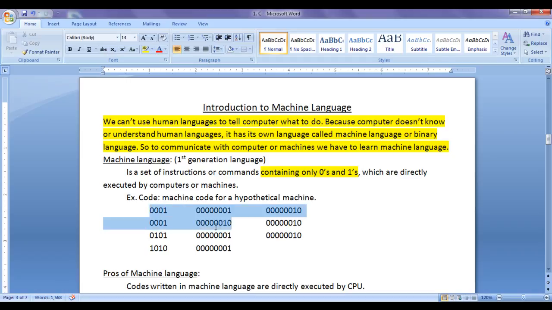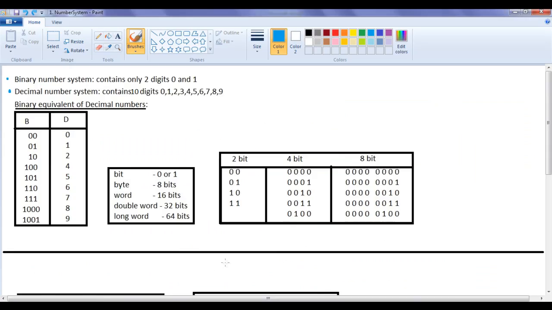Before we understand what this code means, I am going to discuss two different number systems. They are the binary number system and the decimal number system, which are most important for a programmer to know. The binary number system contains only two digits, 0 and 1, whereas the decimal number system contains 10 digits, 0 to 9. Bi means 2, hence we have only two digits, 0 and 1. Deci means 10, so we have 10 digits, 0 to 9.